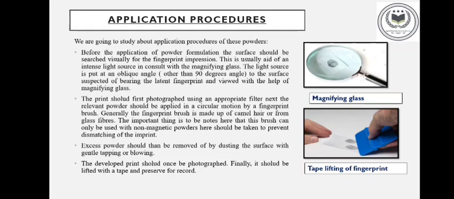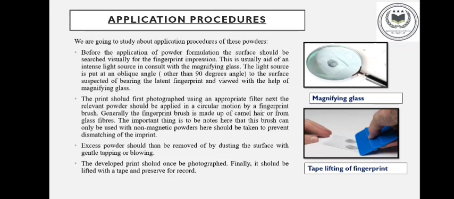The image of the magnifying glass is shown here. The print should first be photographed using an appropriate filter. Next, the relevant powder should be applied in a circular motion by a fingerprint brush. Generally, the fingerprint brush is made of camel hair or glass fibers. The important thing to be noted here is that this brush can only be used with non-magnetic powders. Care should be taken to prevent smudging of the imprint.